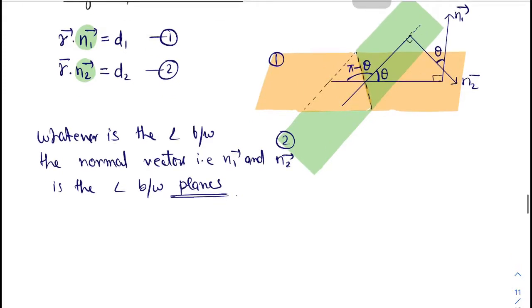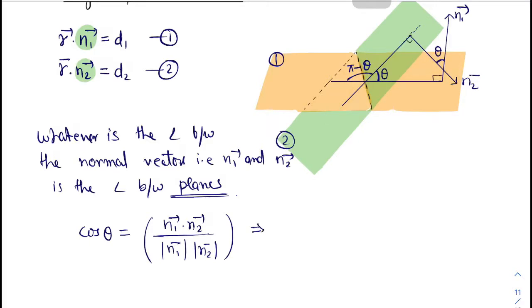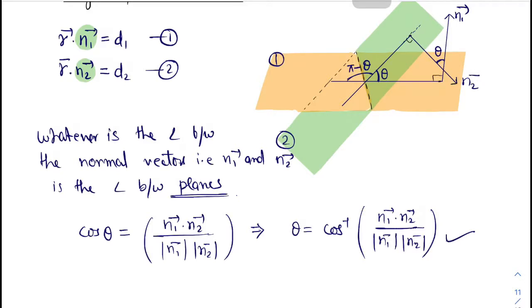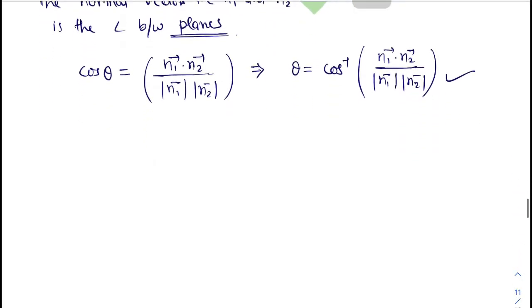So if theta is the angle between these two planes, then I can write cos theta to be n1 dot n2 vector divided by mod of n1 into mod of n2 vector. So this will be cos theta, and then we can write theta to be cos inverse of n1 dot n2 divided by the product of their respective magnitudes. Okay, so we can determine in this manner the angle between any two planes. Let us understand this with the help of an example.